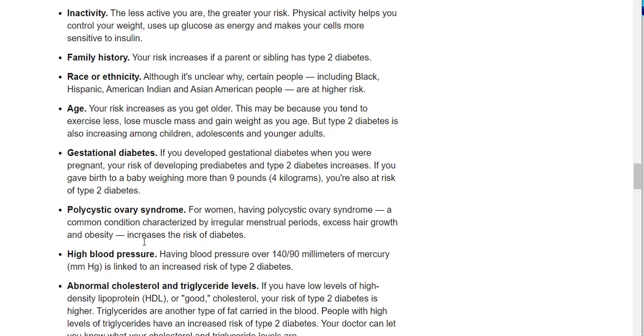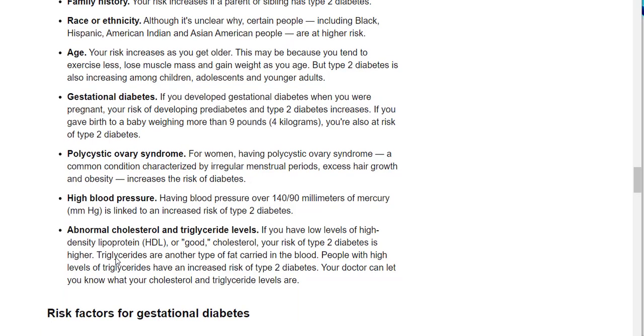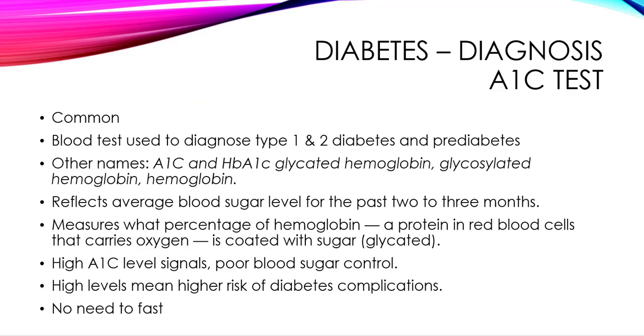Other existing conditions like polycystic ovary syndrome, which is also known as PCOS, also increases your risk of developing diabetes, as does high blood pressure and abnormal cholesterol and triglyceride levels. So the higher your cholesterol is, the higher your risk for developing diabetes, type 2 or prediabetes. So definitely folks who fall into these categories or who have these risk factors, they are going to be screened.